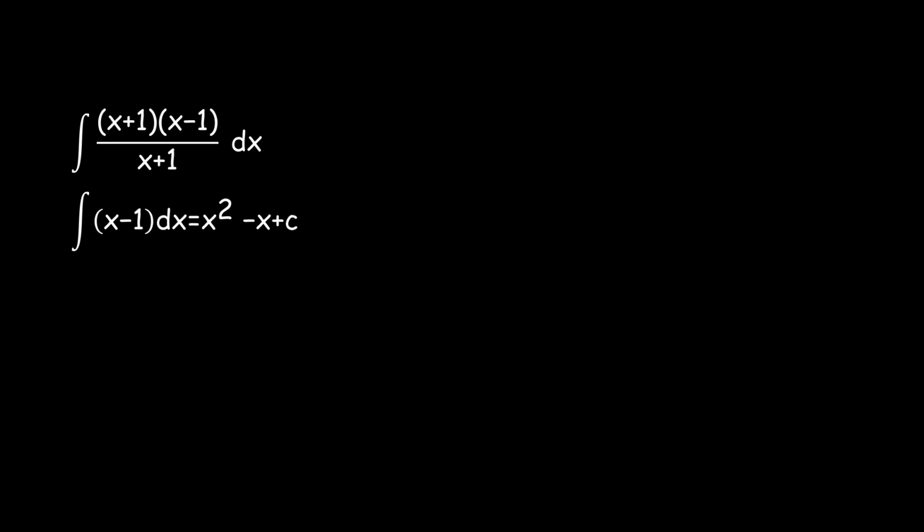Okay, next question, number 5. Integral of x squared minus 1 over x plus 1. So we notice that the numerator can be rewritten as the difference of two squares, which would be x plus 1 times x minus 1. Then x plus 1 would cancel out, leaving us with the integral of x minus 1. The integral of x minus 1 is x squared over 2 minus x plus the c, and that would be our final answer.